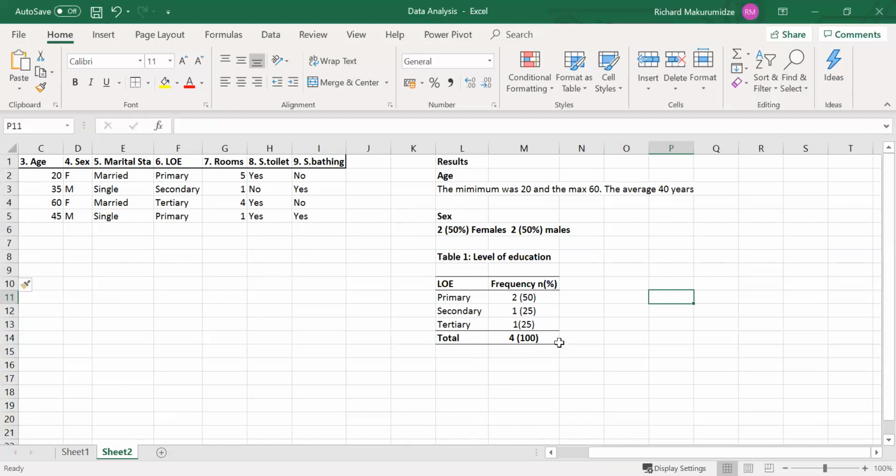Or you can present your results as a table. This is how we present things as a table. For every table, you can write a few sentences explaining the table: 50% were in primary, 25% were in secondary, and so on. So this is level of education, which we have presented.